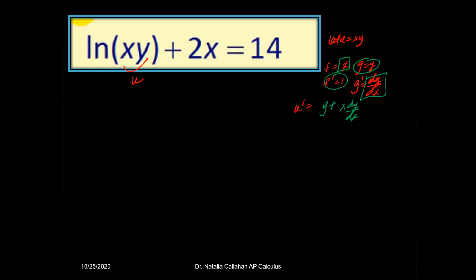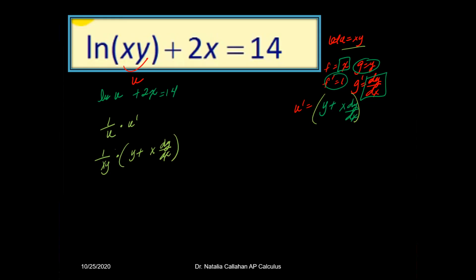So then if I put that as ln u plus 2x equals 14, let's go ahead and find the derivative of that. The derivative of ln u is going to be 1 over u times u prime, so if I replace it, it's 1 over u, and as you can see, u is xy, times u prime, so don't forget the parentheses around the whole thing, y plus x dy over dx, plus the derivative of 2x, which is just 2, equal to 0.